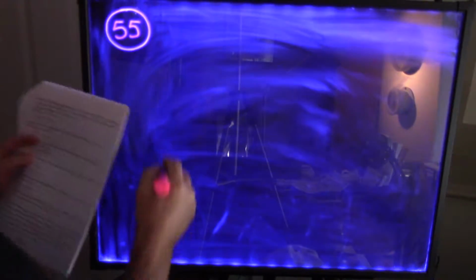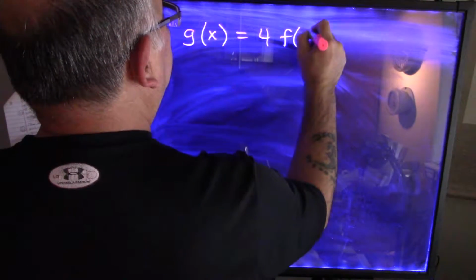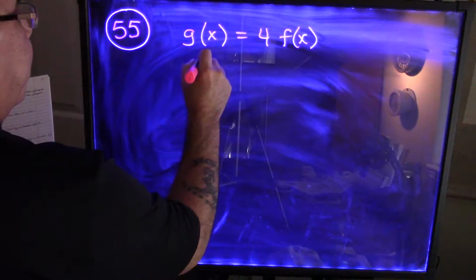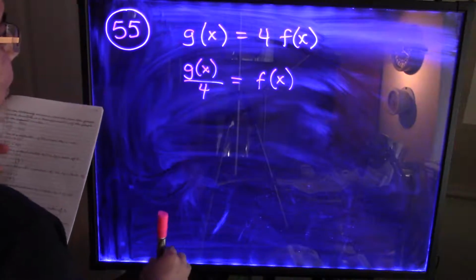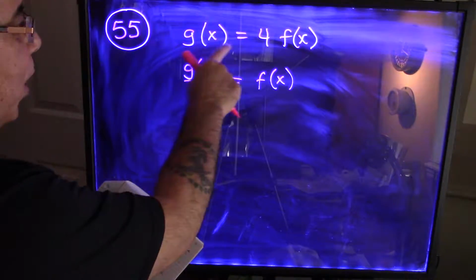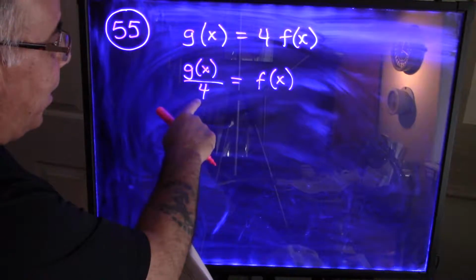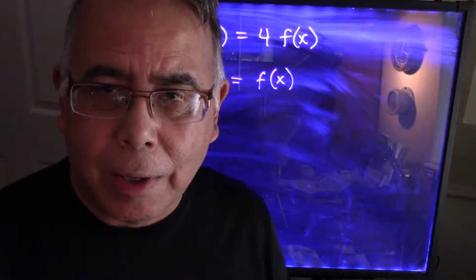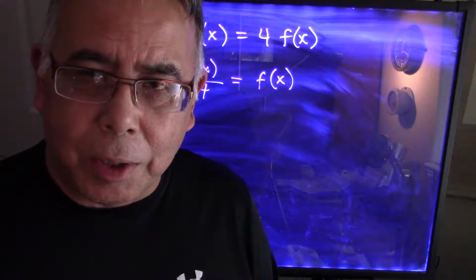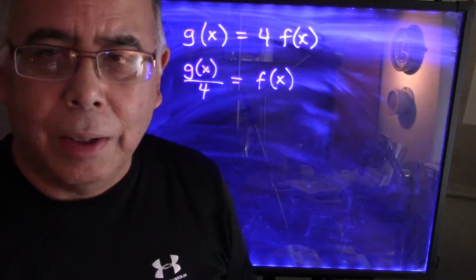Number 55. G of x equals 4 times f of x. So you can divide both sides by 4. So you have g of x over 4 equals f of x. Or if y equals 4f of x, then y over 4 equals f of x. So it's under the y here. So the 4 affects all the y coordinates in the original graph f of x. And it multiplies each y coordinate in the original graph by 4. Alright, so what that's doing is it's causing a vertical stretching of the graph.